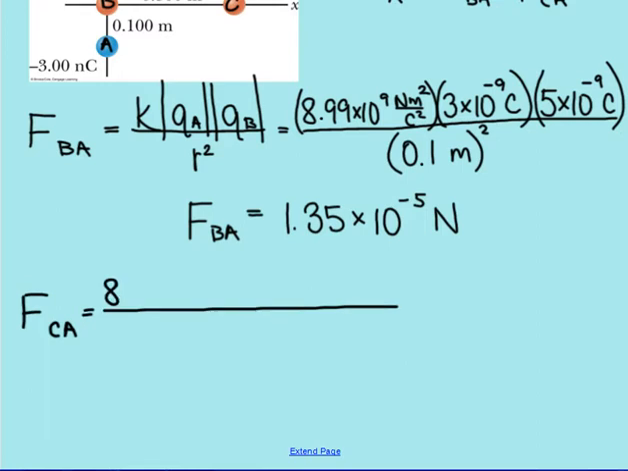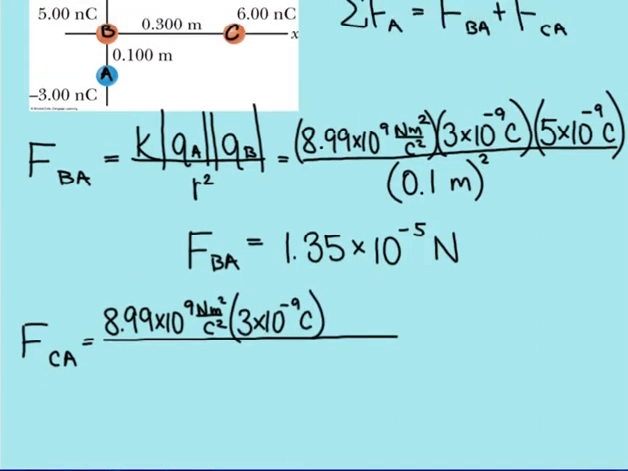by multiplying 8.99 times 10 to the 9th newton meter squared per coulomb squared by 3 times 10 to the negative 9th coulombs, and times the charge of C, which is 6 times 10 to the negative 9th coulombs.